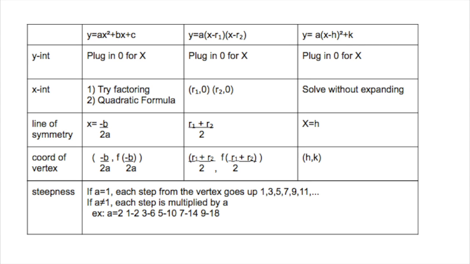To find the steepness of your equation, you have to see if a equals 1. If it equals 1, you will follow each step from the vertex by 1, 3, 5, 7, and so on. If a does not equal 1, if it equals 2, for example, you'll have to multiply 1, 3, 5, 7, and so on by 2, which would become 2, 6, 10, 14, and 18.